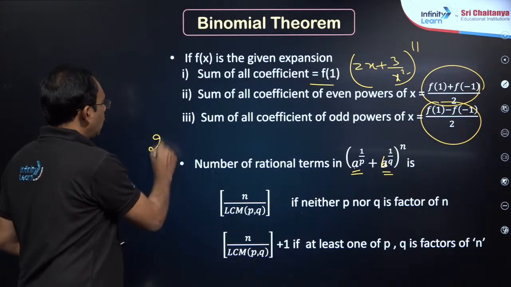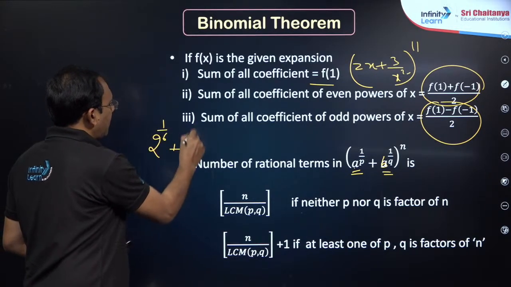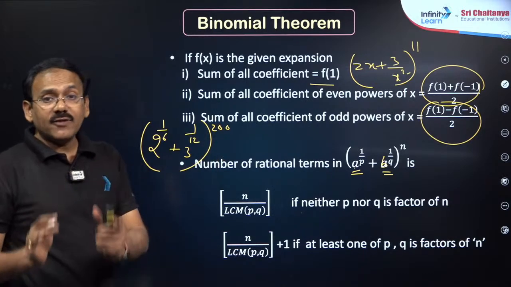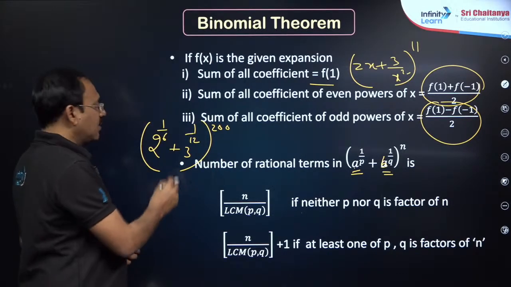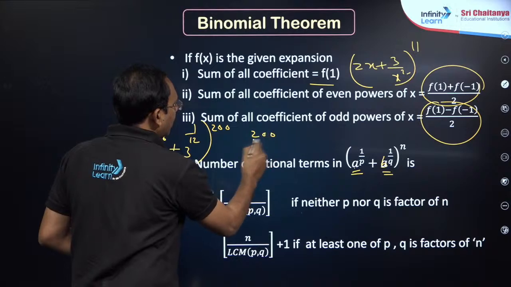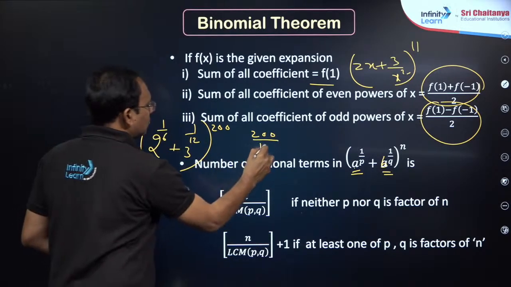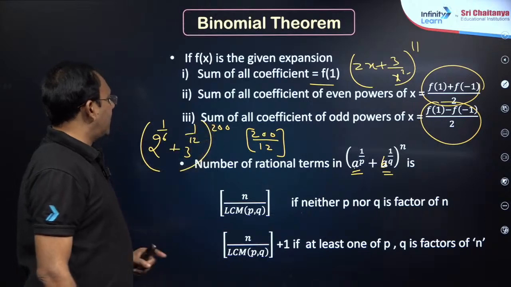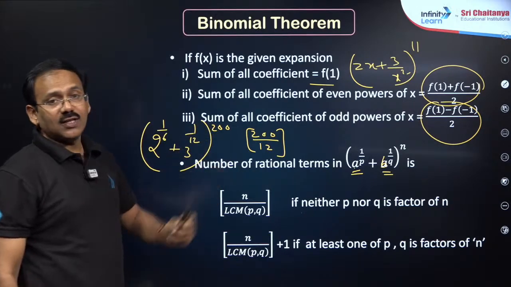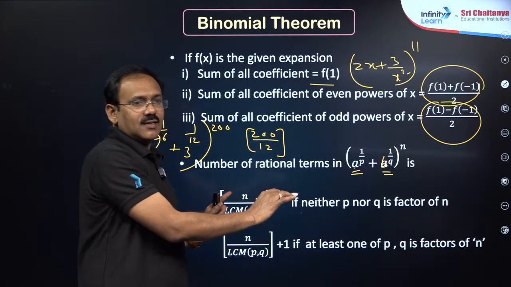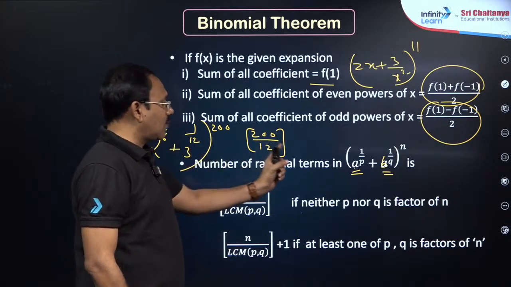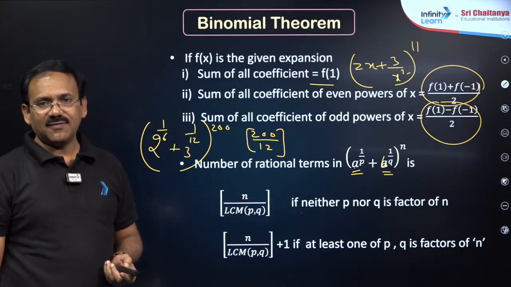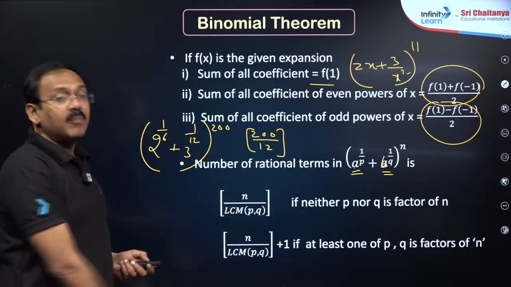For example, (2^(1/6) + 3^(1/12))^200 is given. Number of rational terms. Simple, my dear friends. What? 200 divided by LCM of 6 and 12, which is 12. You write the floor. Then 6 cannot divide 200, even 12 also will not divide, so no need to write anything. If at least one of them divides, you have to write plus 1. So 200 by 12, you are going to get the answer, my dear friends. Okay, this is one problem model.